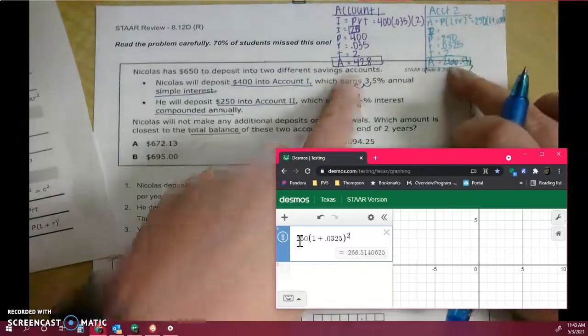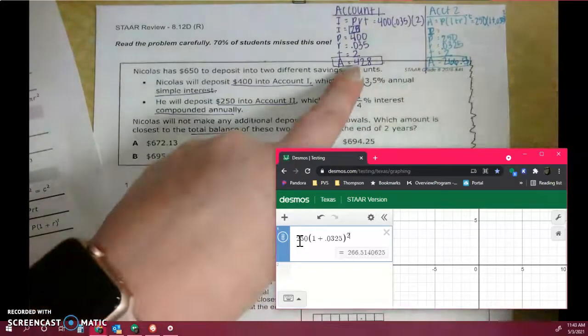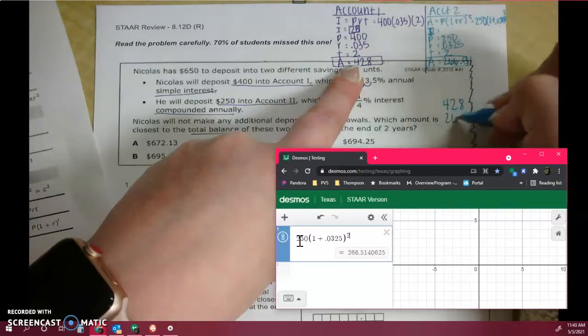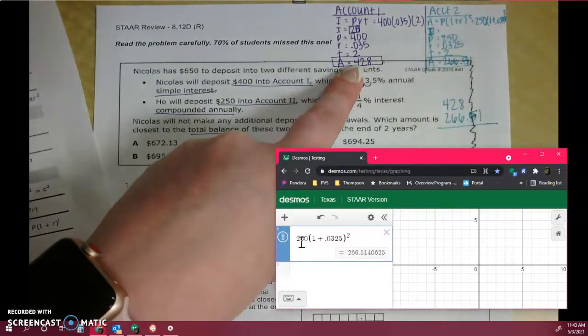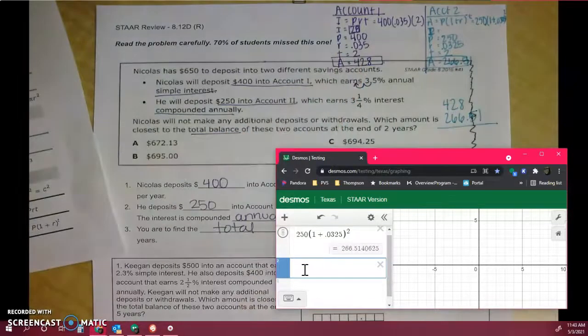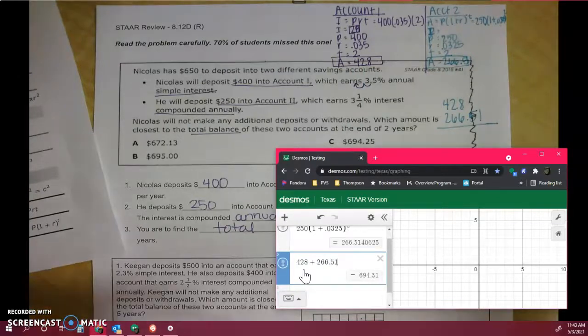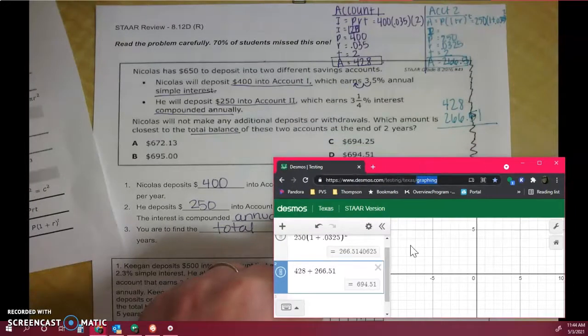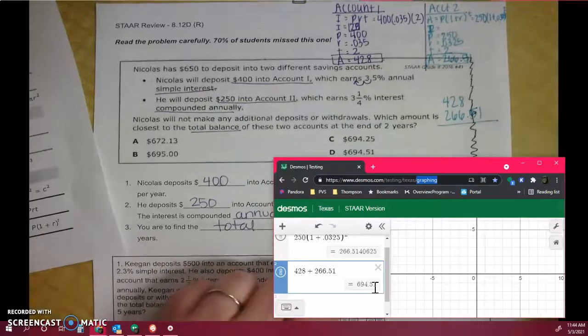So then I'm going to come here and it says the total balance of the 2 accounts. So we want to add 428 and 266 together. So 428 plus 266.52 comes out to 694.51, which would be D.